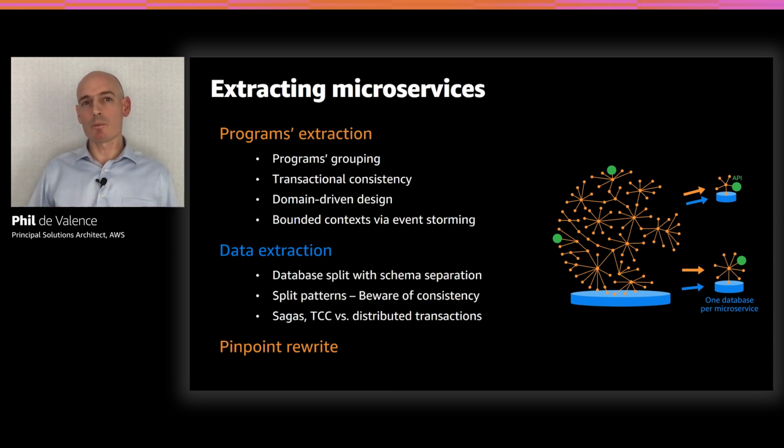On the program side, we first have to identify the granularity, the business functions, and programs grouping. We should look at the scope of transactions to avoid the challenges of distributed transactions. We can use domain-driven design to help model the business domain and divide it into bounded contexts and aggregates. Then, we can map these to individual microservices.